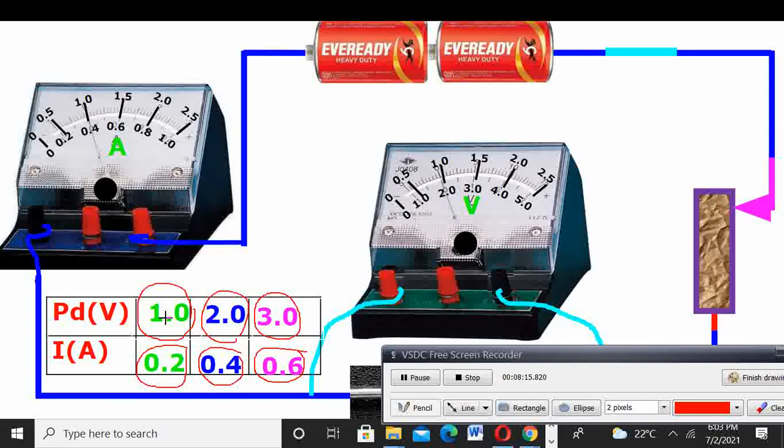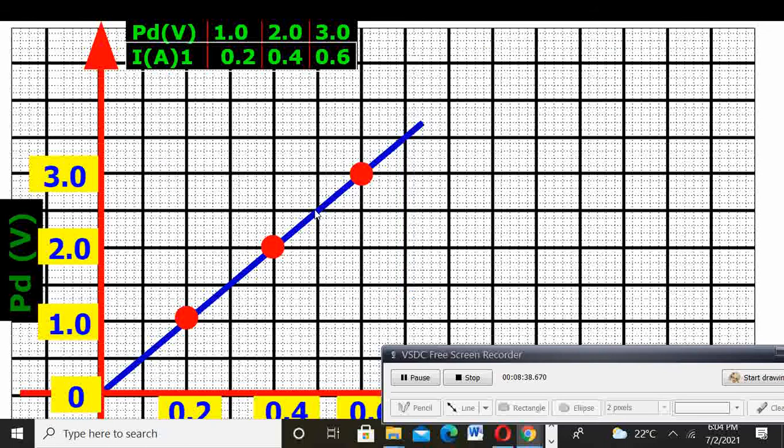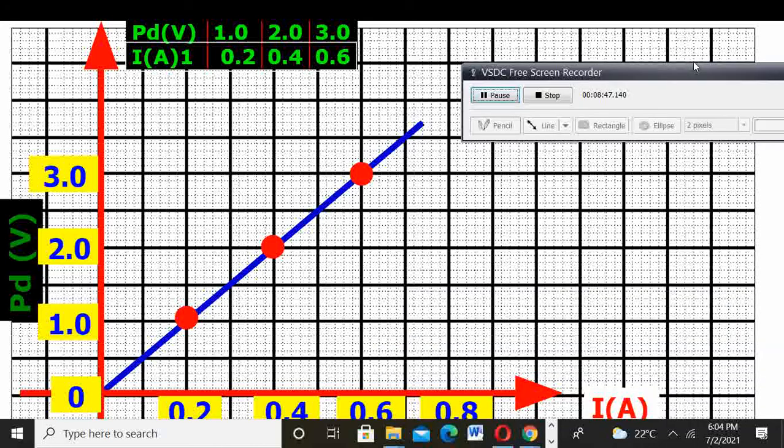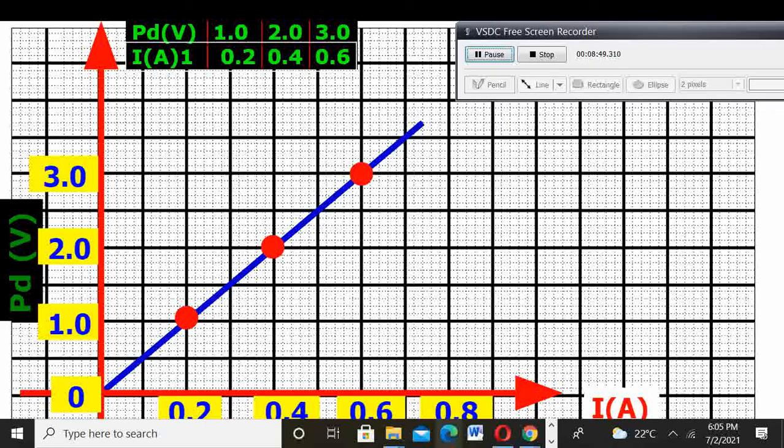Now, from this data, we can draw a graph, and from the graph, we will determine whether it is obeying the law. Now, that is the graph that is drawn of potential difference in voltage against current.